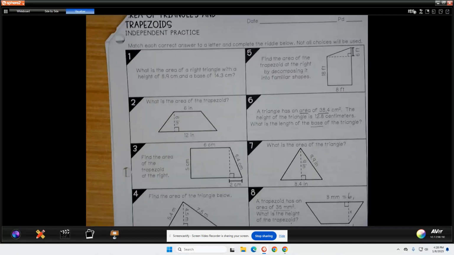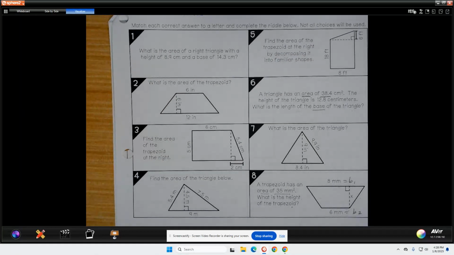I would like you to do the other 6. So for tonight's homework, you have 2 on the first page and 6 on this one, 8 total altogether.